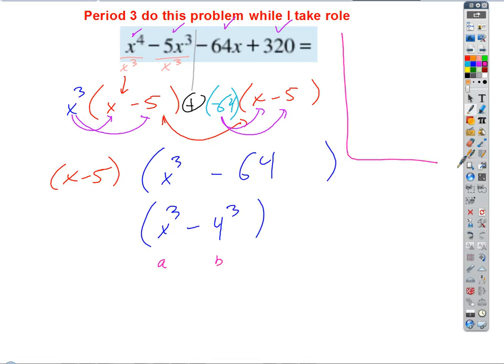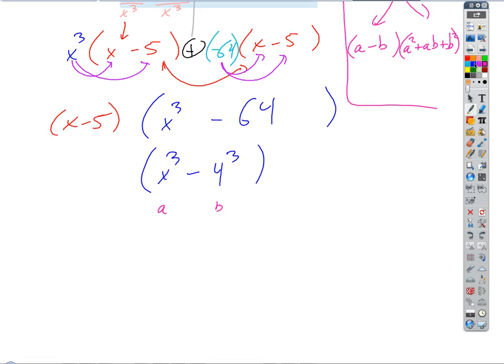And let's remind ourselves real quick, how does a difference of cubes factor? What's that factor into? A minus b times a squared plus ab plus b squared. Good. So we're going to do the same thing, only instead of a and b, we've got x and 4, right? So if I use that pattern for x and 4 instead of a and b, what am I going to get?